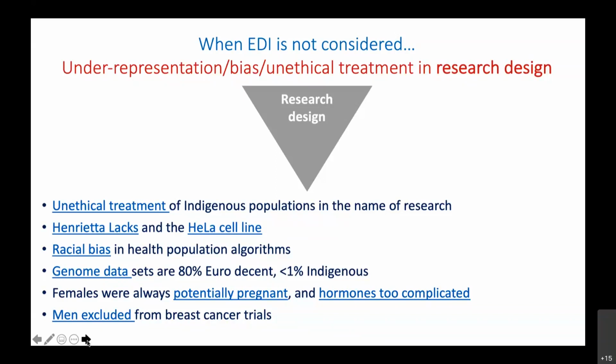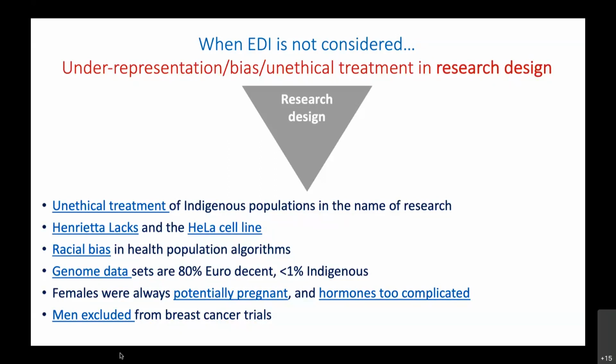So health population algorithms, these are used to identify patients with complex health needs. And one has been shown to have significant racial bias, which results in Black patients not being identified and therefore possibly not receiving the care they needed. Genome data, many commonly used genome data sets are mainly composed of data from individuals with European ancestry. Less than 1% are from Indigenous ancestry. And this causes potential difficulties in identifying genetic variants in patients who are not of European descent.